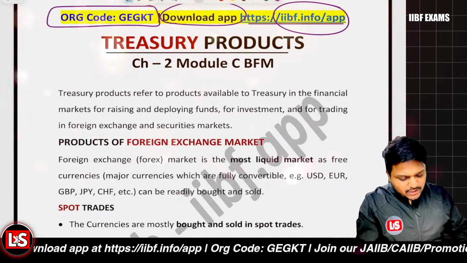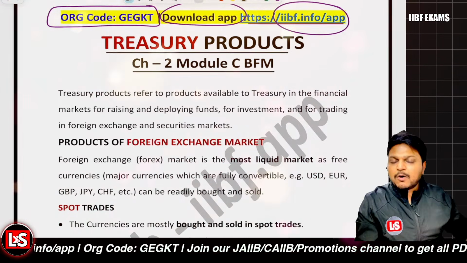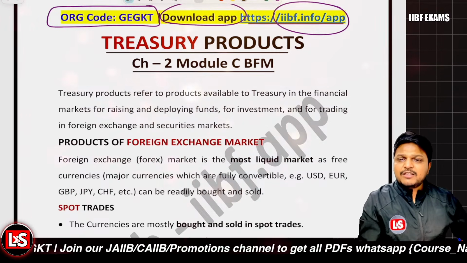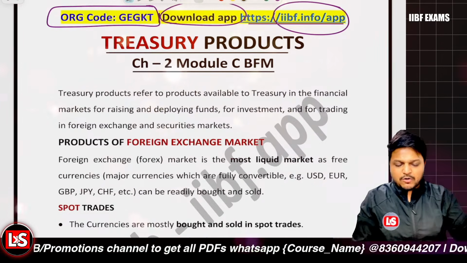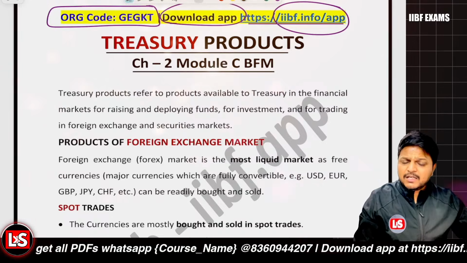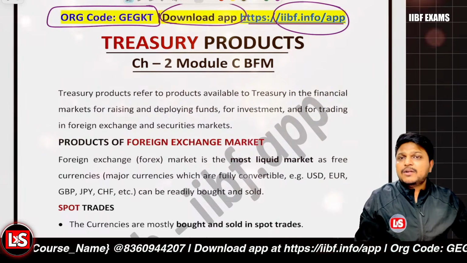So it is about chapter number 2 from Module C of the Bank Financial Management, about the treasury products. Now, when we are talking about the treasury, there are multiple products in it. Whether we are talking about derivatives or others, those are the different products under the treasury, which are dealt with by the treasury people, right?